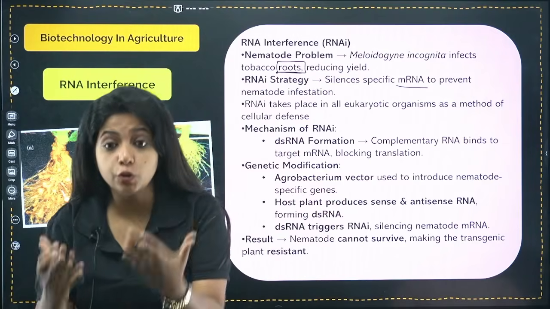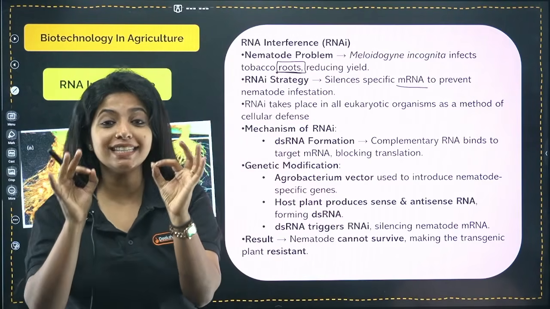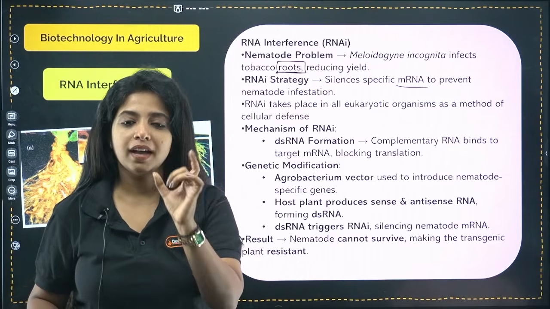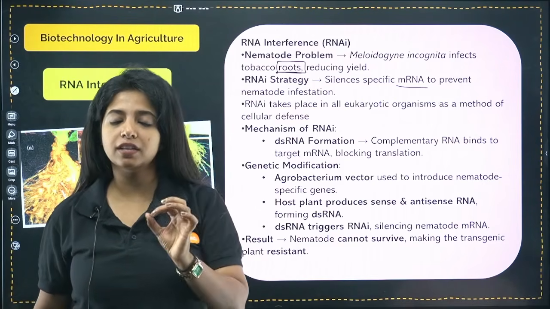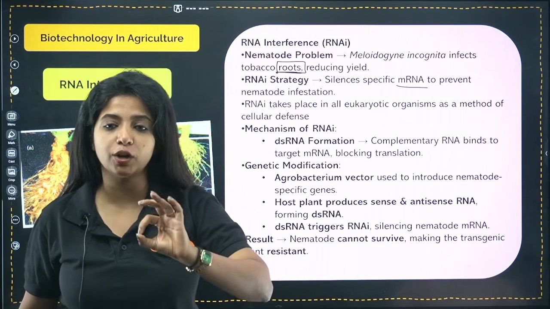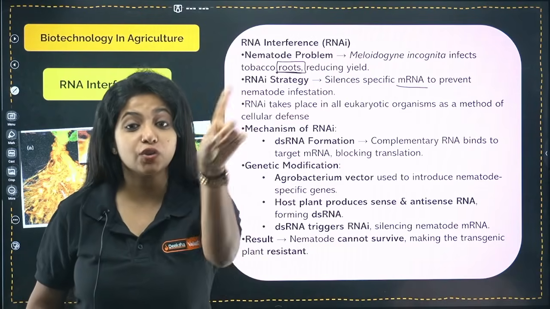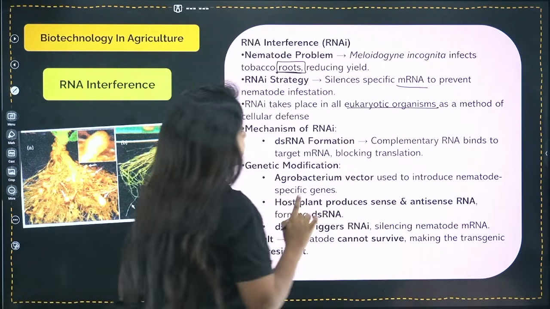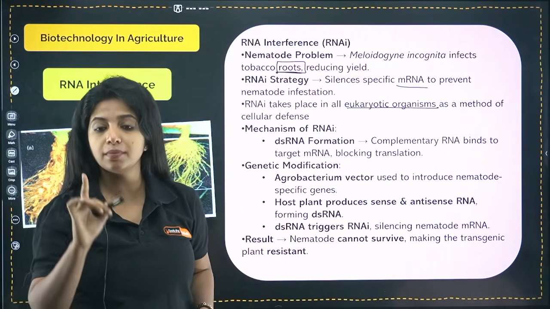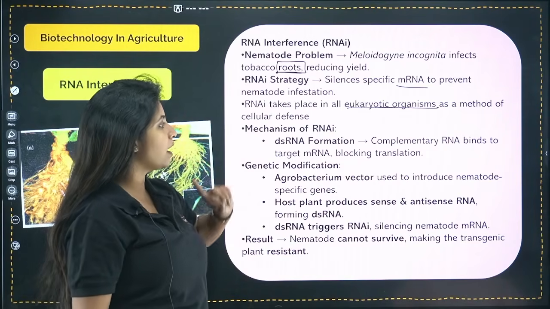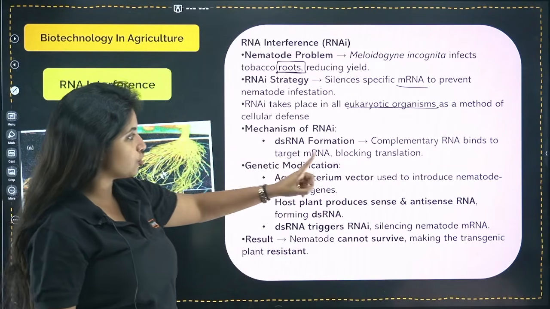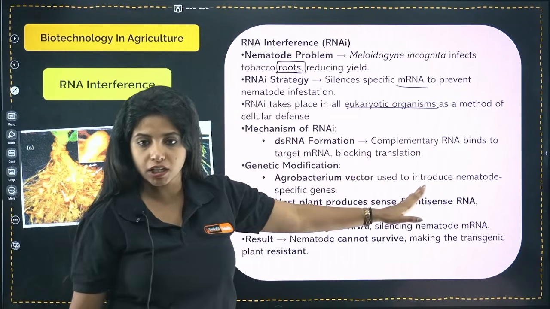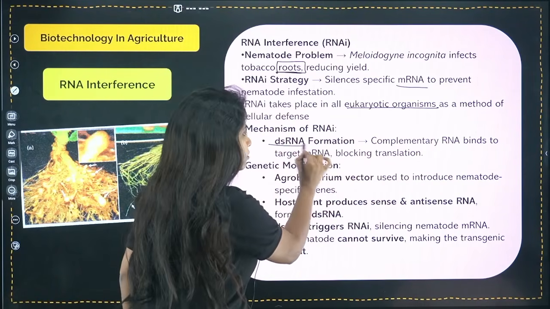So only in the case of eukaryotes, this is a question that comes. They write that RNA interference takes place in prokaryotes and eukaryotes as a method of cellular defense. Wrong. Only in eukaryotes it acts as a cellular defense. Always remember that. Now mechanism for RNA interference: double-stranded RNA formation. Complementary RNA binds to target mRNA, blocking the translation. What do you need for that? You need a double-stranded RNA.